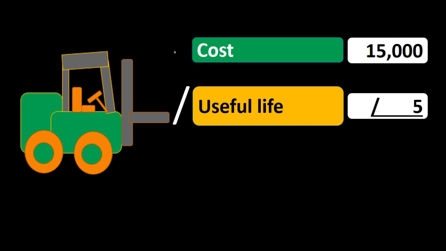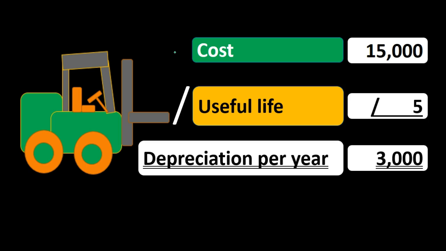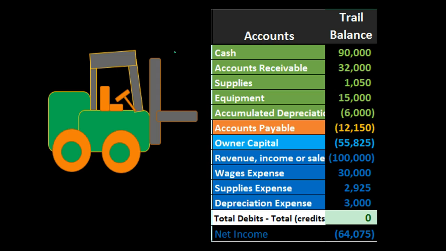If we then estimate that the useful life is 5 years for that forklift, if we divide the 15 by the 5, we say that we are basically using or consuming 3,000 of it per year. So that 3,000 is the depreciation expense that we would have per year, allocating the cost of 15 over the 5-year period, the useful life.